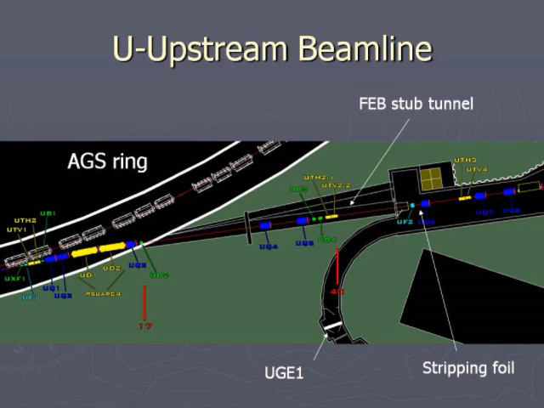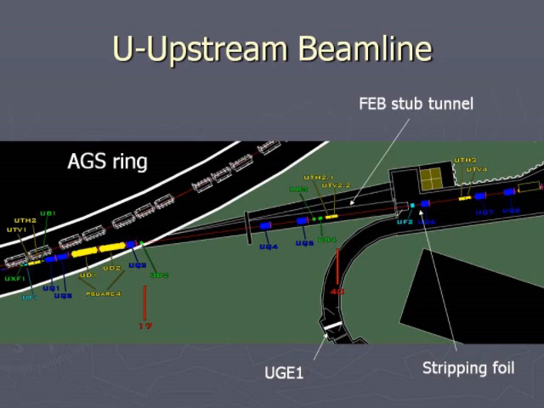Like I said, this is UGE1, right? This is the penetration, and then this is the stub tunnel. So this is the part that you have to sweep after every AGS access, or at least check that it is swept. We rarely go in there, but just to orient you.